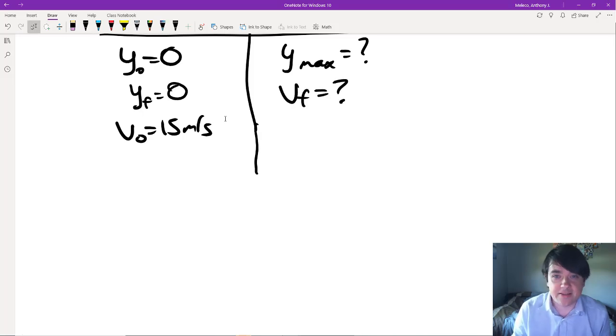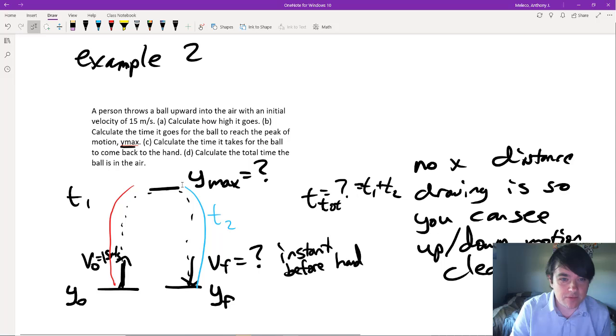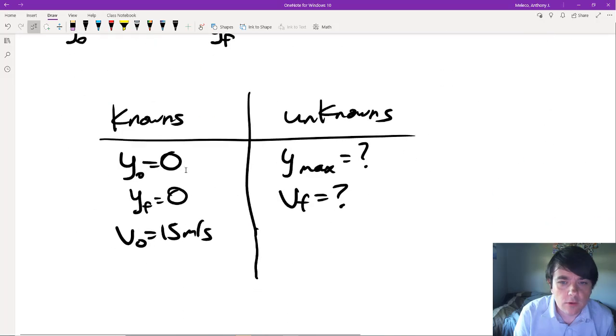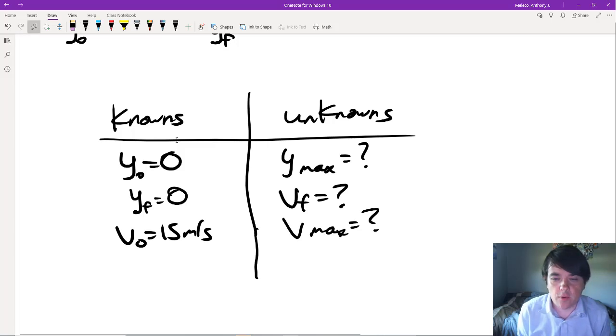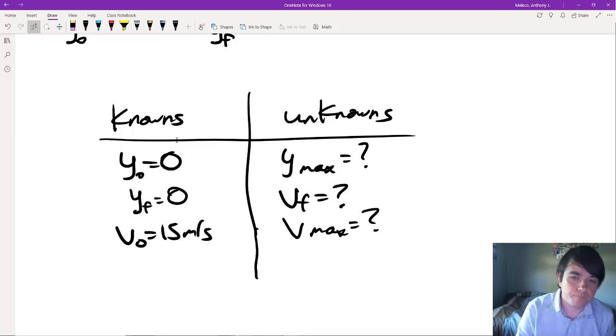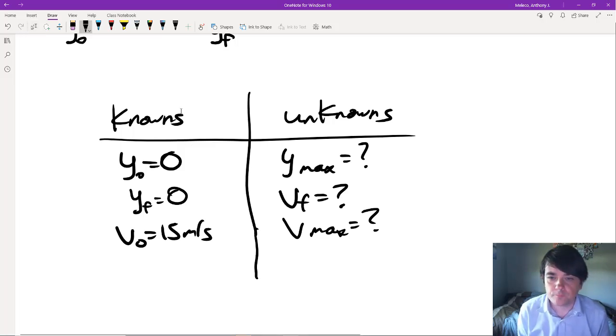And our v max, so the velocity at the max, we didn't write this down, but I'm going to write this as an unknown for now, and then when we examine it, we'll talk about this, okay? We know it, but it's not told to us, okay? I'll show you what we know about this.